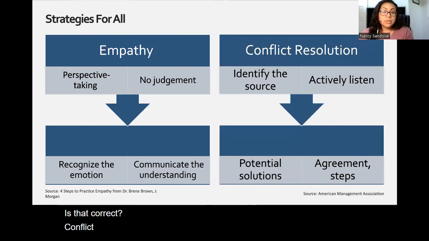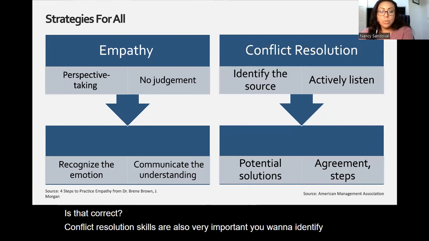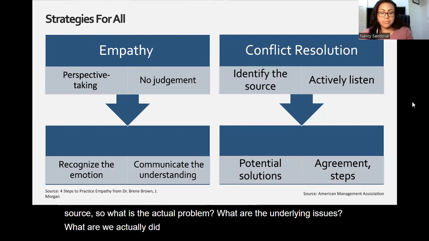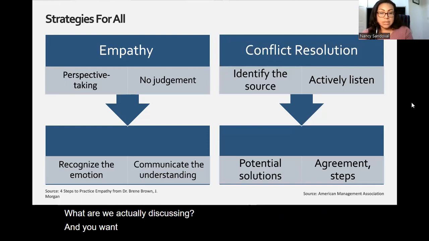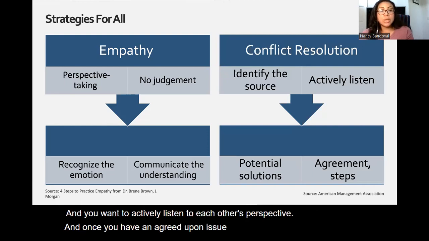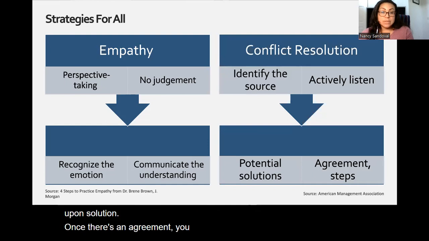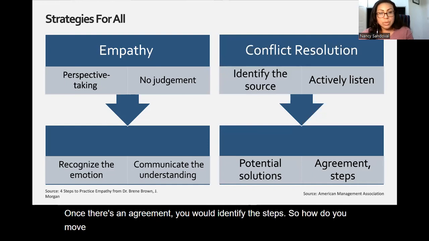Conflict resolution skills are also very important. You want to identify the source. So what is the actual problem? What are the underlying issues? What are we actually discussing? And you want to actively listen to each other's perspective. And once you have an agreed upon issue, you also want to have agreed upon solutions. And once there's an agreement, you would identify the steps. So how do you move forward? How do you resolve the problem?